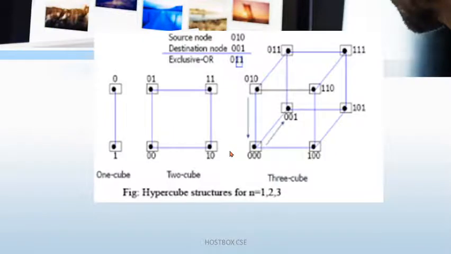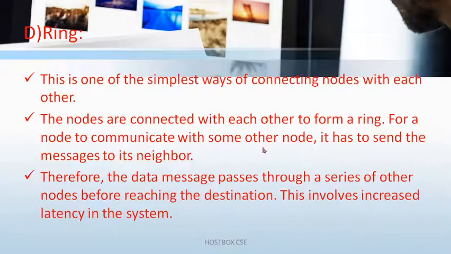Next we go for the ring. It's one of the familiar structures: ring and tree. This is one of the simplest ways of connecting nodes with each other. Here the nodes are connected with each other to form a ring. For example, for a node to communicate with some other node, it has to send the message to its neighbor. So this is the diagram. These are the nodes.